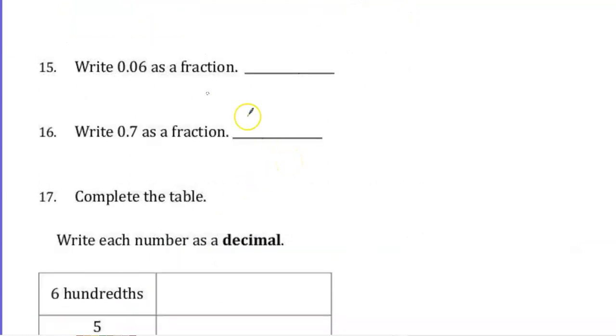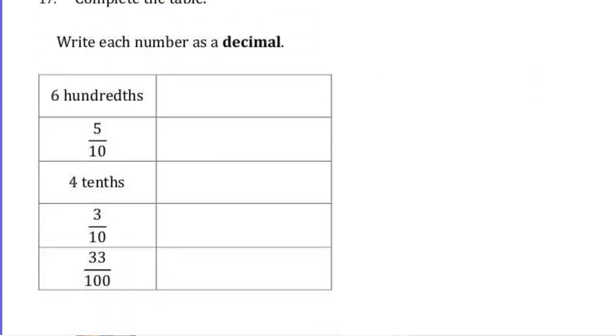Number 15. Write this decimal as a fraction. Number 16. Write this decimal as a fraction. Number 17 is a conversion. Take these, some are in word form, some are in fraction form, and write them as decimals. First, 6/100. Next, 5/10. Third, 4/10. Then 3/10. And finally, 33/100.